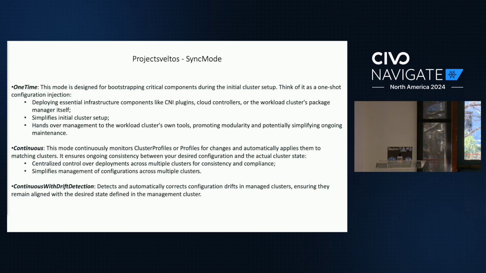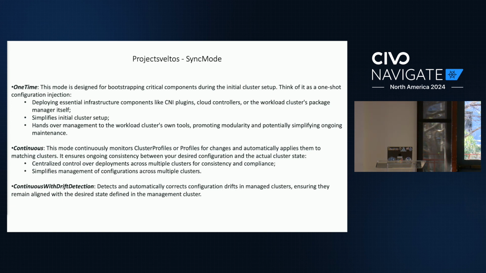So the difference with the continuous with drift detection is that in the continuous mode, unless you make a change to the cluster profile, it's not going to reconcile back. So if you make a change, it's going to reconcile. But if you do not make a change, it's expected the cluster is good. But the continuous drift detection also keeps watching for any change in the managed cluster. And as soon as it detects a change that is drifting the configuration from the expected one, it will reconcile immediately.